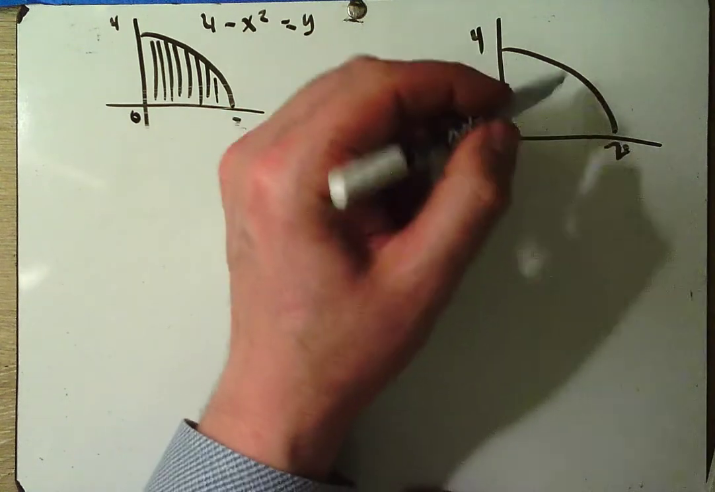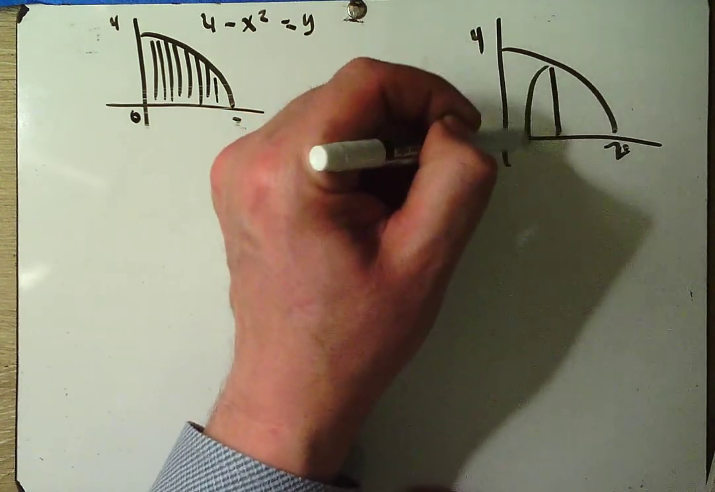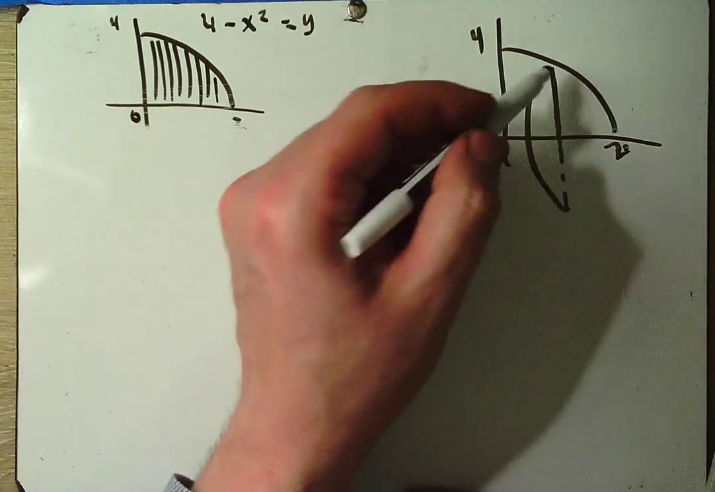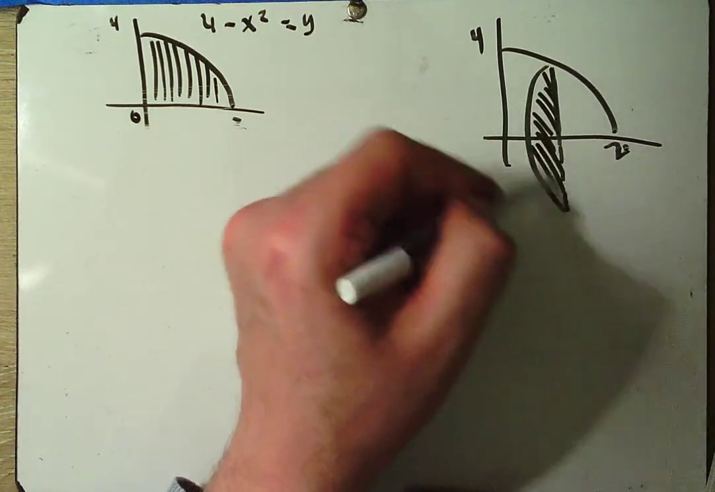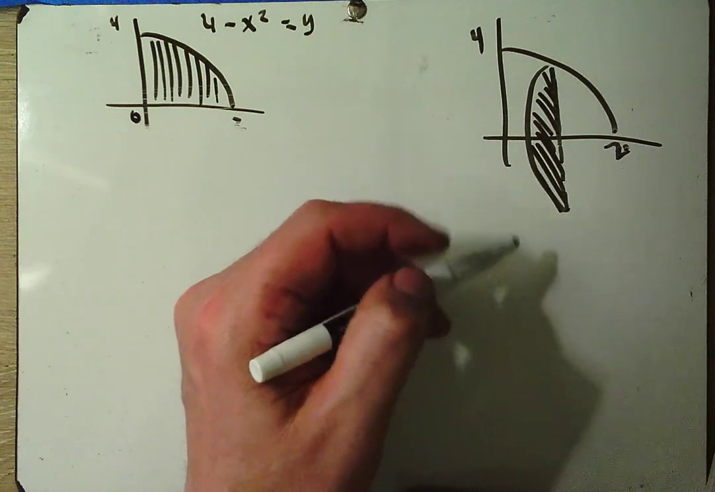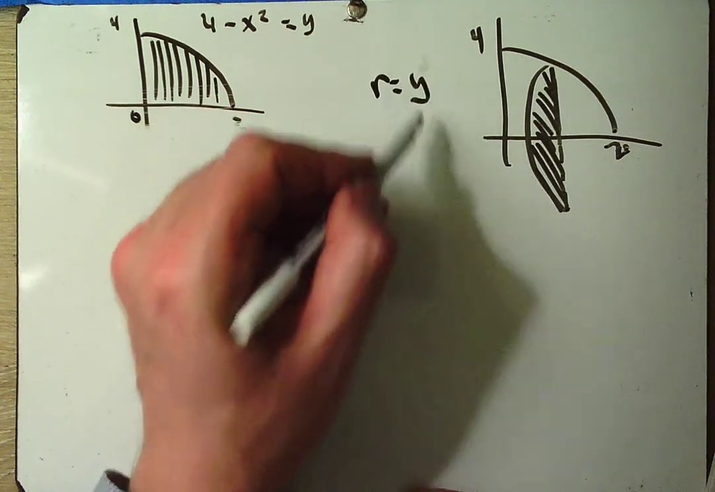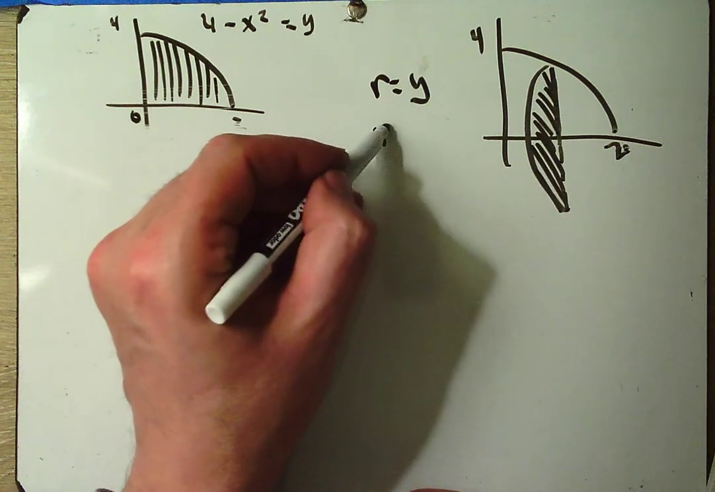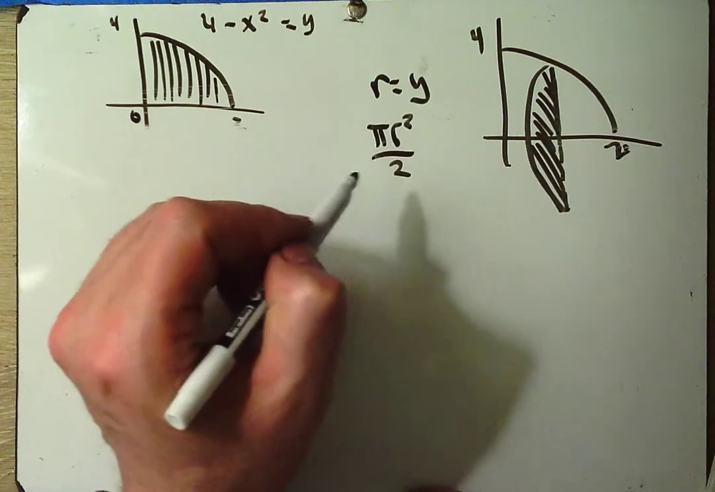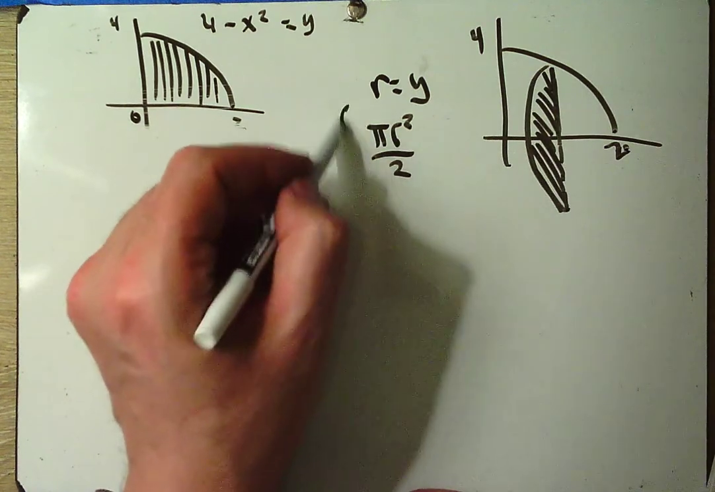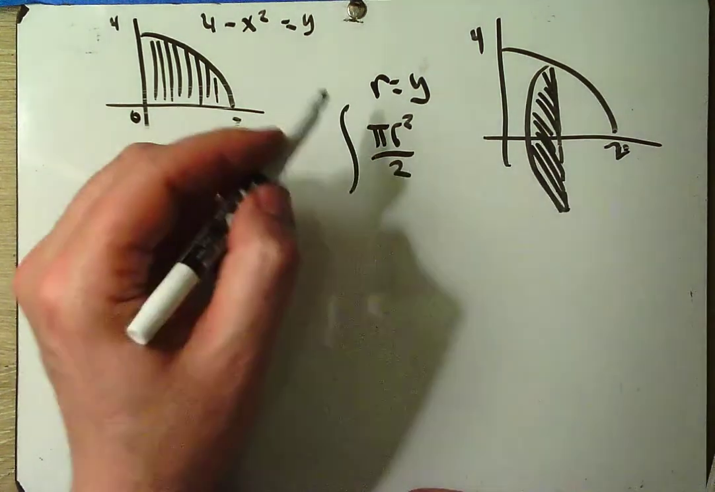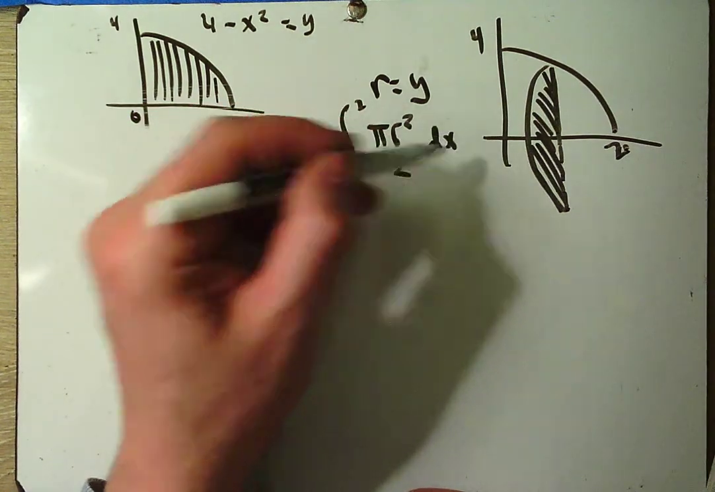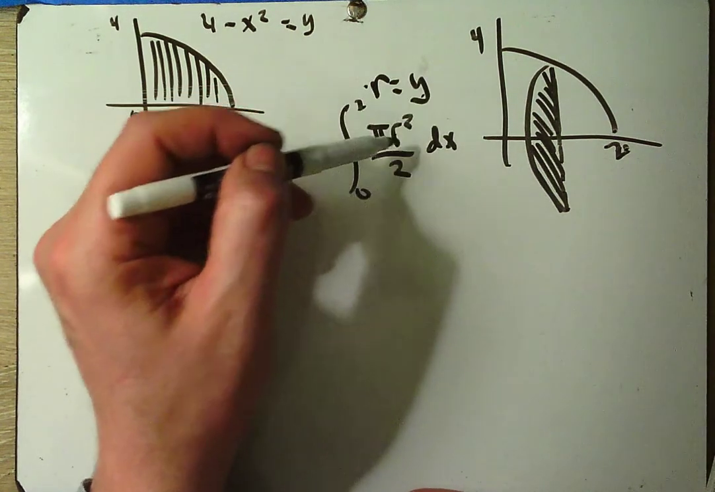Where the radius is in the plane. That's much larger, isn't it? So radius is now our y value. And if we want to integrate pi r squared over 2, because we want half of the area of a circle from 0 to 2, dx, we're going to replace radius with y.